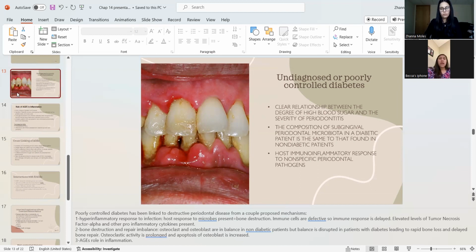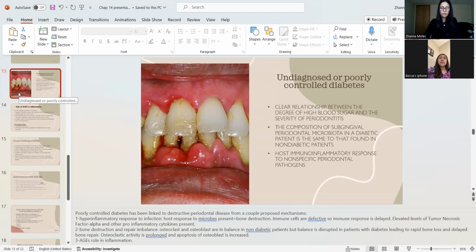So there have been a couple different mechanisms, 3 to be exact, that have been proposed on how the periodontium is destroyed in a patient with diabetes. The first one is going to be hyperinflammatory response. Essentially, there are elevated levels of tumor necrosis factors, those pro-inflammatory cytokines or mediators, and that's just going to increase the amount of inflammation present in the patient.